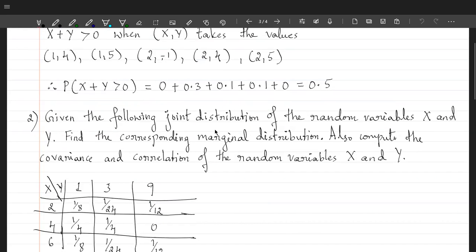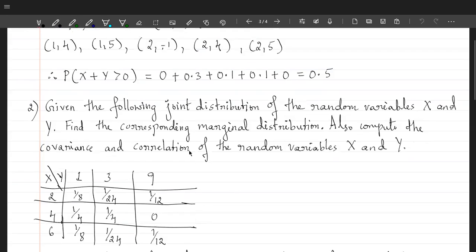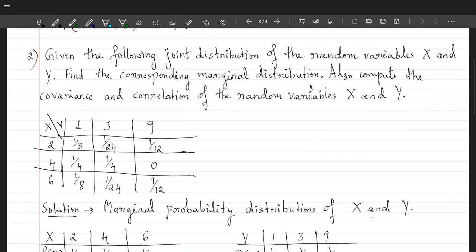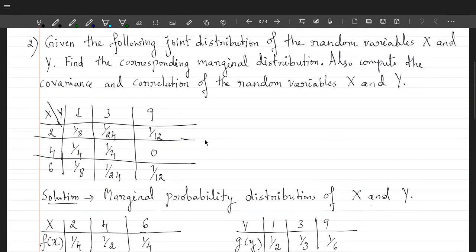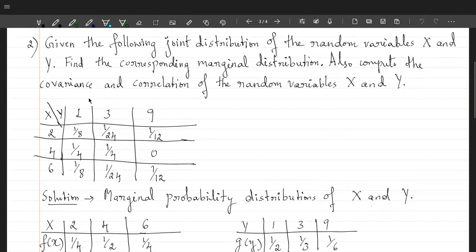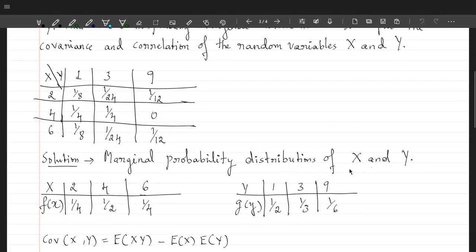Second question, given the following joint distribution of the random variables x and y, find the corresponding marginal distribution. Also compute the covariance and correlation of the random variables x and y. So these are the different values taken by x, that is x takes the values 2, 4, 6, y takes the values 1, 3, 9. And these are all the corresponding probabilities.